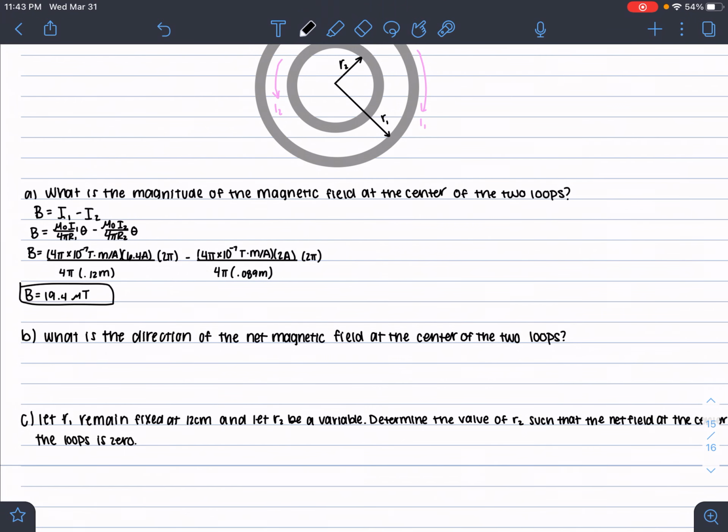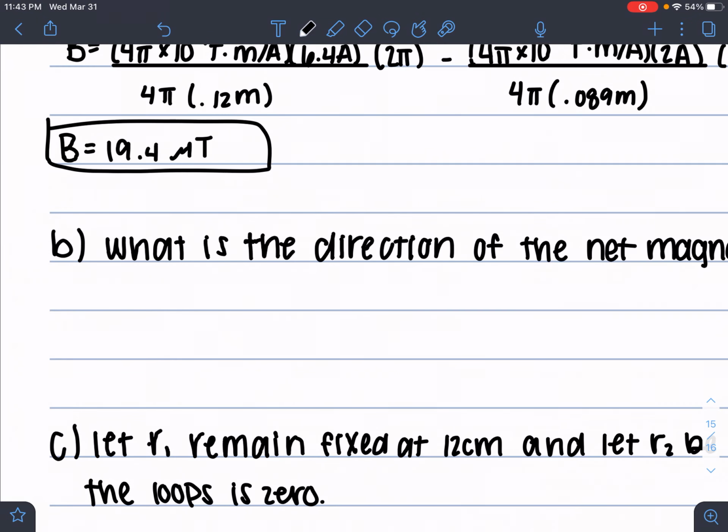So then the direction of the net magnetic field at the center of the 2 loops. So we determined that I1 is going in and I2 is going out. So since we did I1 minus I2 and this answer came out positive, we know that I1 is bigger than I2, so the net magnetic field is going into the page because that's the direction of I1.